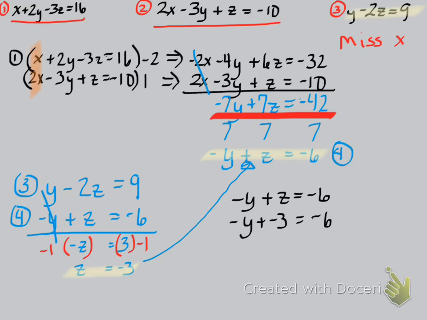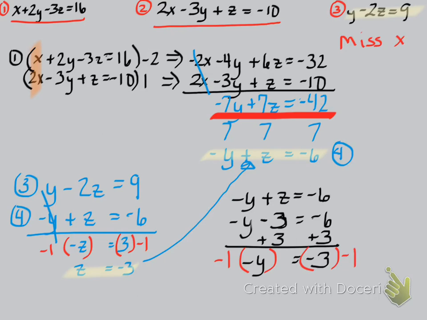Plus a negative 3 is the same thing as me saying minus 3. And so I need to add 3 to both sides to move it. And that gives me negative y is equal to a negative 3. Now, I don't want to solve for negative y, I want to solve for positive y. So I am going to multiply both sides by negative 1. And so y is equal to a positive 3.